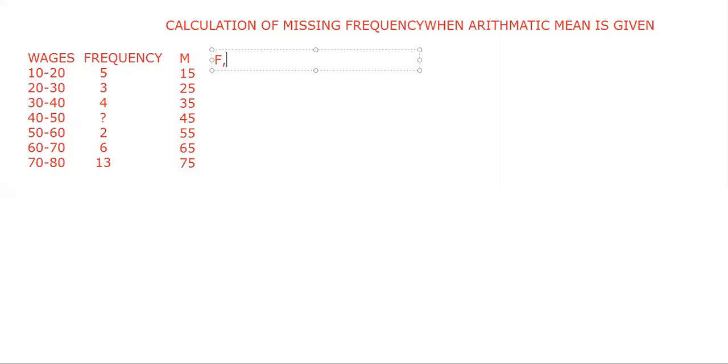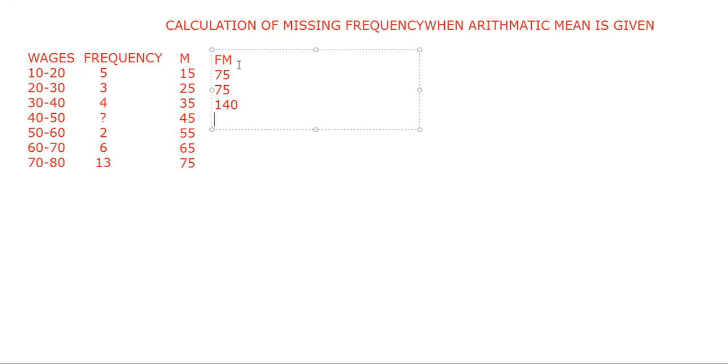Let's find out fm. Now when I find out fm, I'll clearly see f is 5, m is 15. So 15 into 5, that is 75. Then 25 into 3, again 75. Then 35 into 4, 140.